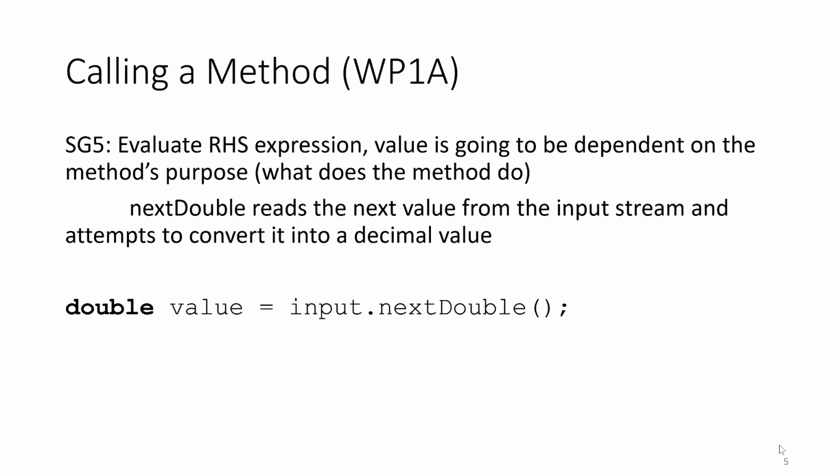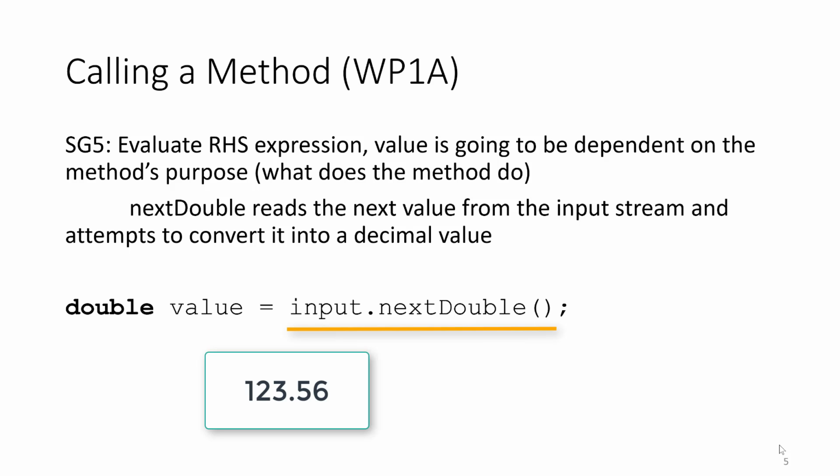Subgoal 5 tells us to evaluate the right-hand side expression and figure out what that value is going to be. nextDouble reads the next value from the input stream and attempts to convert it into a decimal value. It will take keyboard entered values like 1, 2, 3.56 and then return it and put it into the variable value.